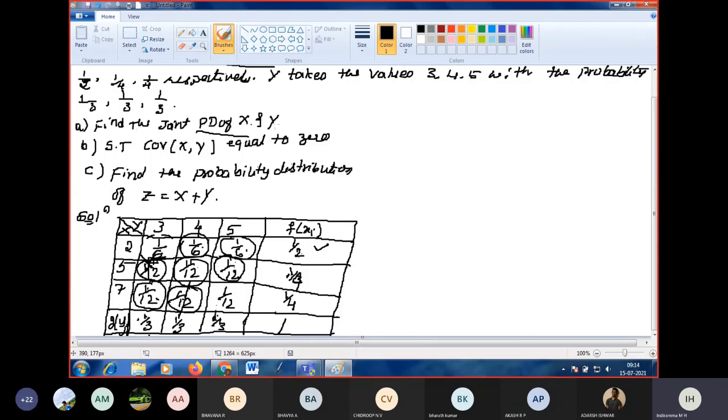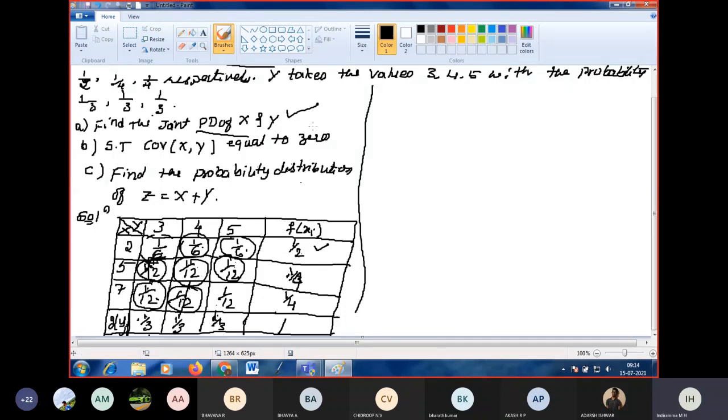Okay, so that first question is over. Find the joint probability distribution of x and y. So this is a joint probability distribution. We distributed the probability among x and y. That is called joint probability distribution. So first question completed. Next we go for the second question.